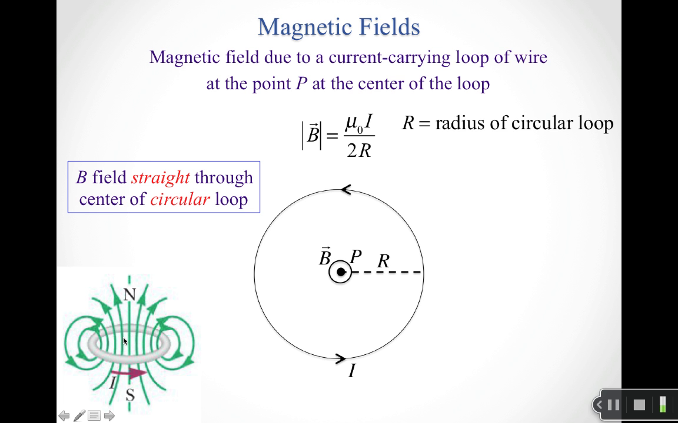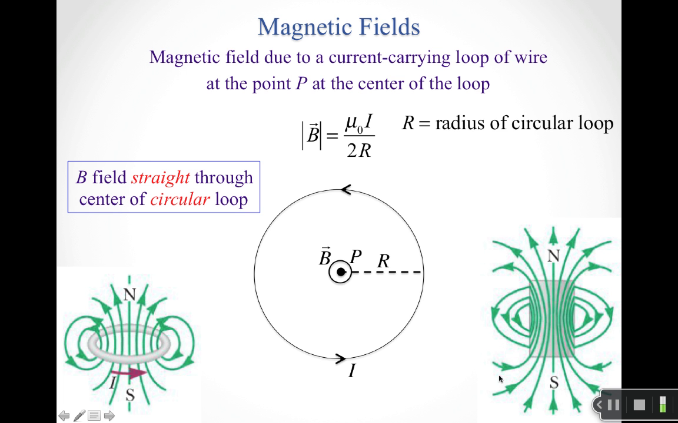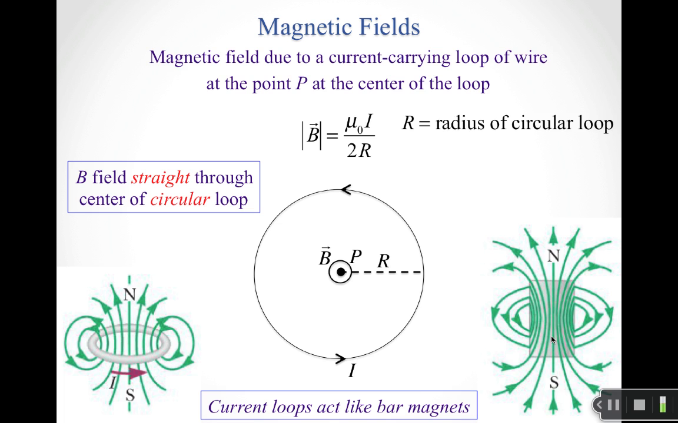And one thing to point out is this magnetic field looks very, very similar to the magnetic field that's caused by a bar magnet. So one of the things that we'll emphasize is that magnetic loops, or current loops, act like bar magnets. They line up the same way bar magnets line up, right? So if you put a bar magnet into a magnetic field, it's going to line up with that magnetic field. The same thing's true for your current loop. If you put a current loop into a magnetic field, it will line up with the magnetic field.